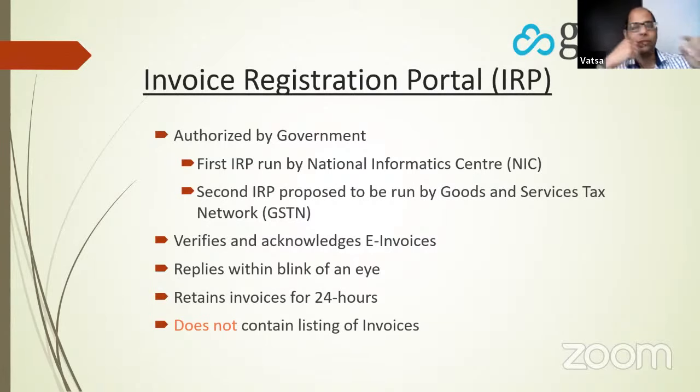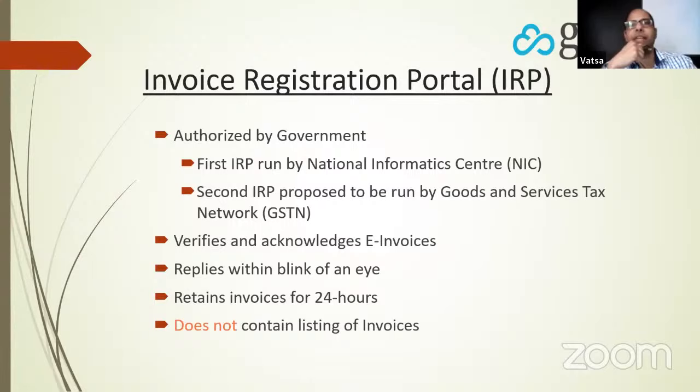IRP will do very basic validation. Whether you have mentioned 12%, they will check. If you mention 13%, IRP will report an error. But whether the HSN code is correct and the rates are correct, all of that is your responsibility. IRP will take that.